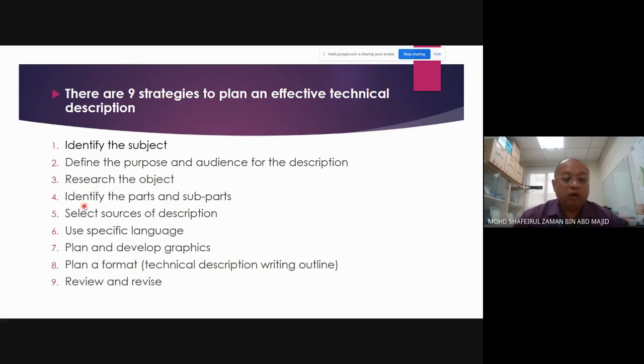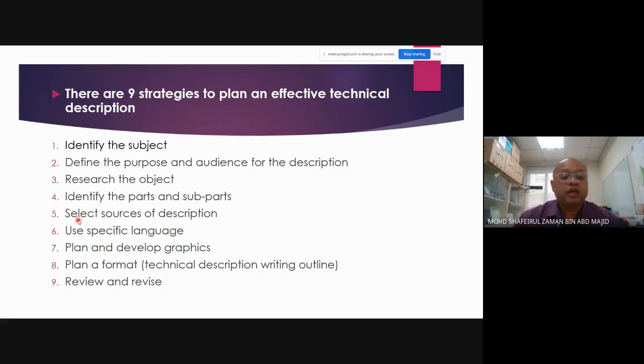For number four, you need to identify the parts and subparts. What are the main parts? What are the subparts? For each of the products that you are going to present. And it is normal that sometimes when you find a product that you're going to showcase or describe, you couldn't get any subparts at all. So it is normal. Maybe a product can consist only of the main parts. That's it. No problem about that.